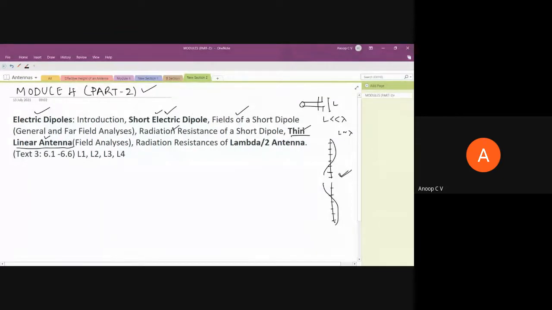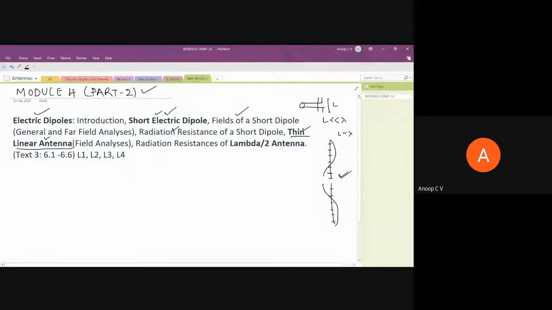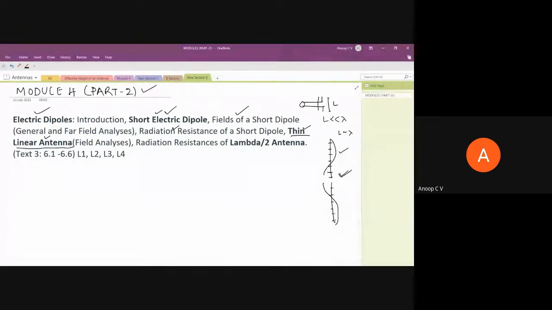So we won't be discussing thin linear antennas in detail, and hardly from thin linear antennas they used to ask either to draw the current distribution, or write the expression for the current distribution and draw the field pattern. Drawing the field pattern is not that difficult. By seeing the current distribution itself, I'll teach you how to draw the field pattern. And finally, we'll obtain the radiation resistance of lambda by 2.